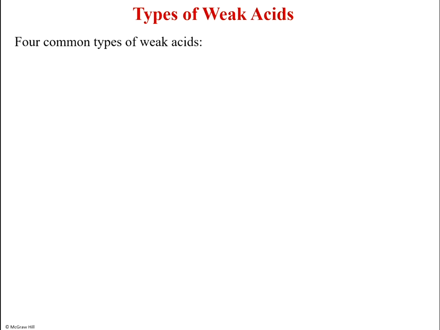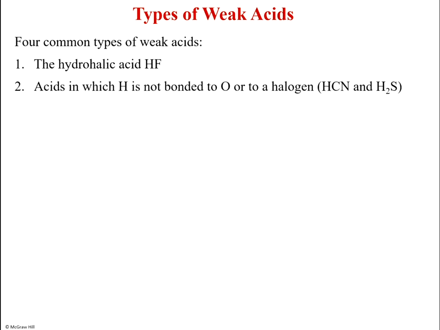When we learn about strong acids, there are really 6 common strong acids. If you're not dealing with one of those and it's a common compound that is acidic, it's a weak acid. But your book has classified 4 of the common types of weak acids as follows. HF as being one. Along with HF, you could have acids where hydrogen's not bonded to oxygen, like hydrosulfuric acid, hydroselenic acid, hydrotelluric acid, hydrogen cyanide, or carbonic acid.